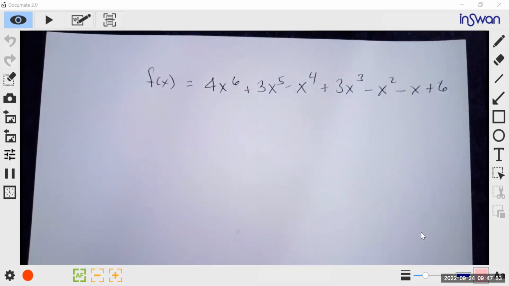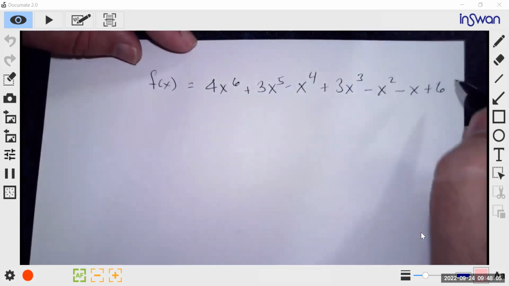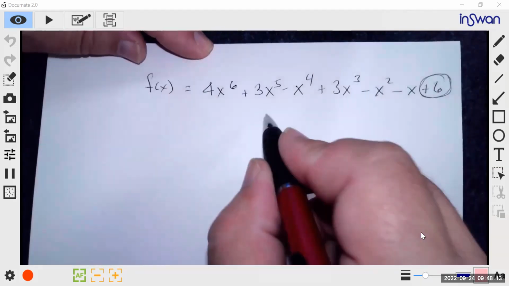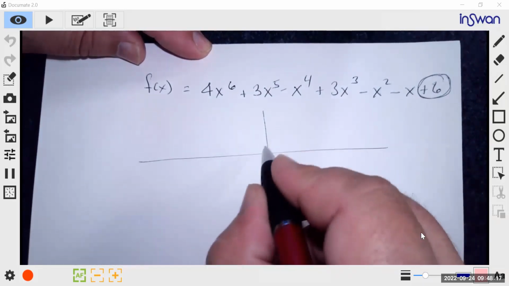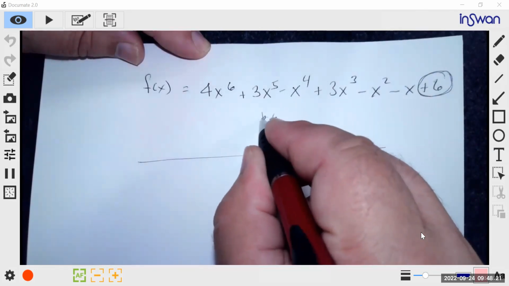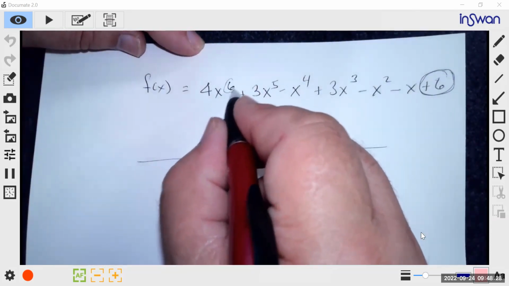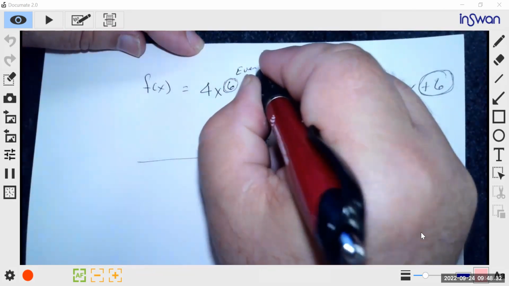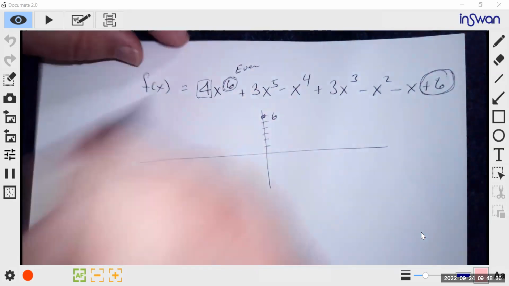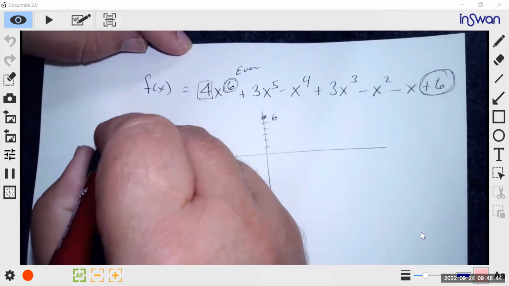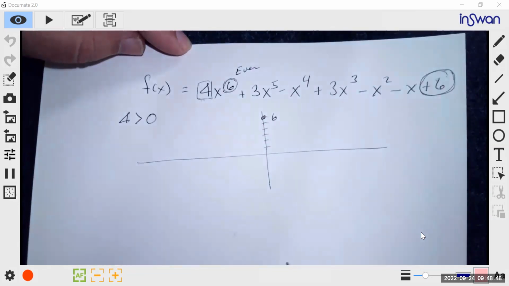Just rough sketch what this graph may look like. The only thing we know for sure is what? The y-intercept, the six. That's the only thing we know for sure. There's another thing we do know for sure. The degree is even. The leading term, this is the leading coefficient. It doesn't matter if that's odd or even. It just matters that it's positive. The leading coefficient is positive, and the degree is even.